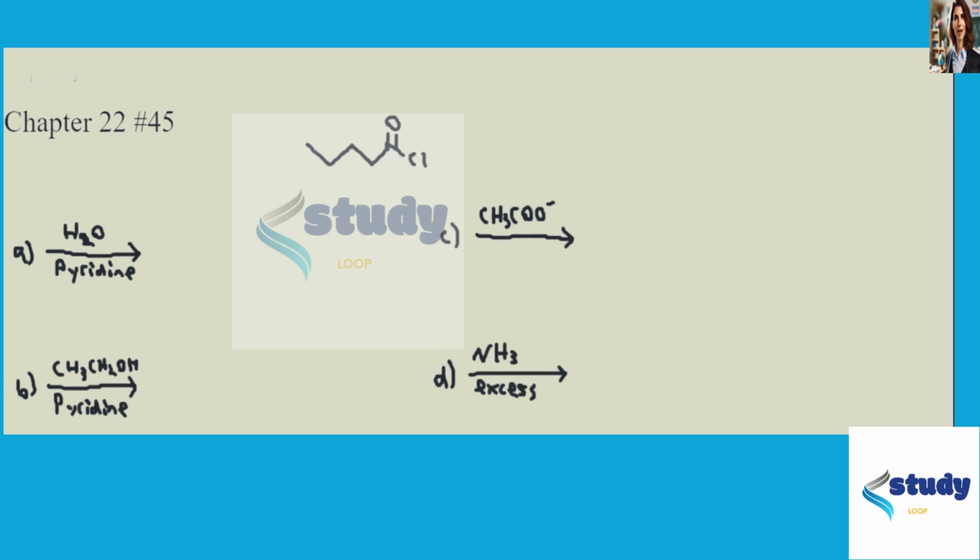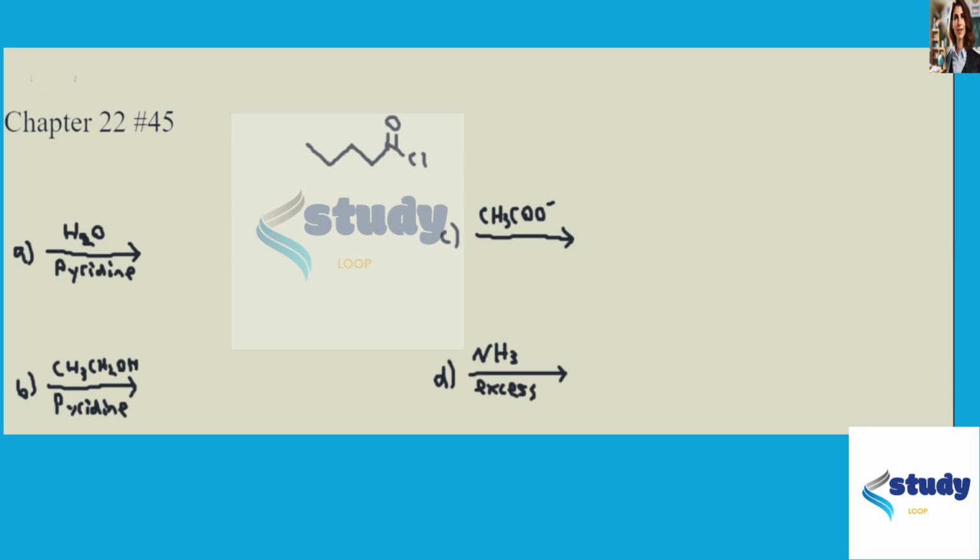This is the answer to Chapter 22, problem number 45 from the Smith Organic Chemistry textbook. This problem says, draw the product formed when pentanoyl chloride is treated with each reagent. And so I've drawn pentanoyl chloride at the top of the screen here. It's just a 5-carbon acid chloride.